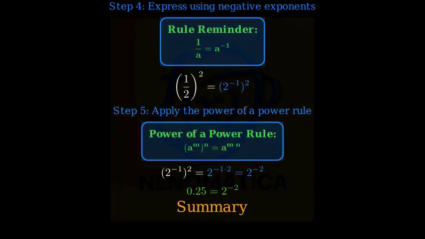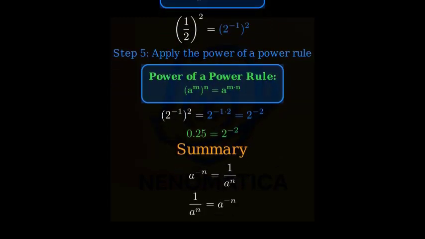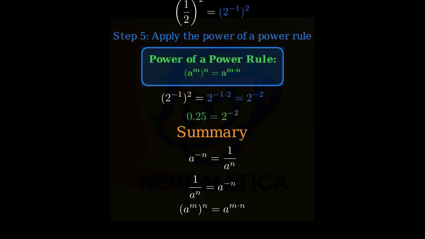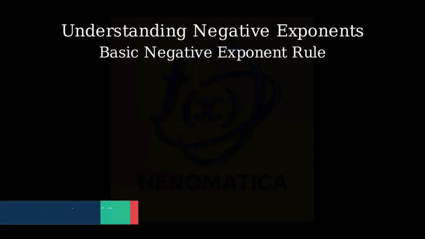To summarize what we've learned today, first, the key rule for negative exponents is that a to the power negative n equals 1 over a to the power n. Second, when we have an expression in the form 1 over a to the power n, we can rewrite it as a to the power negative n. And finally, we can use additional rules like the power of a power rule to further simplify expressions with negative exponents. These techniques allow us to convert between different representations of the same value, which is a powerful tool in algebra.